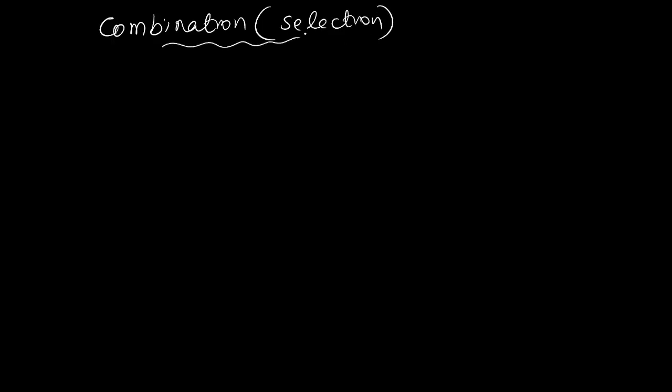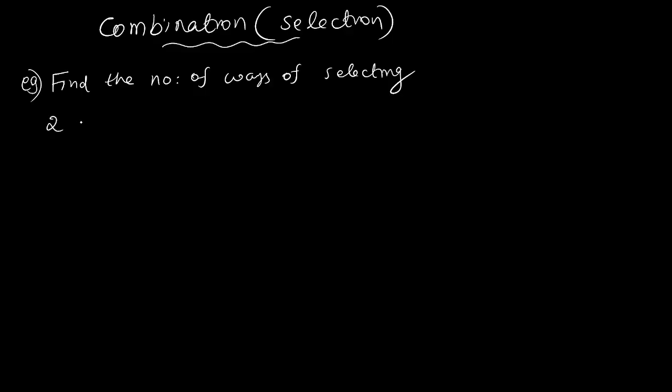Another name is selection. For example, let me begin with one example. Let me start with an example. Let me write a question. Then only you can understand. Okay. Find the number of ways of selecting two students from three students. Can you find it? Find the number of ways of selecting two. I start with a simple question.